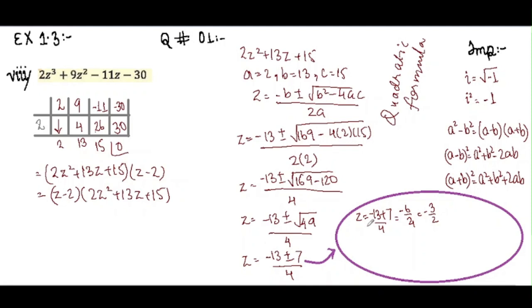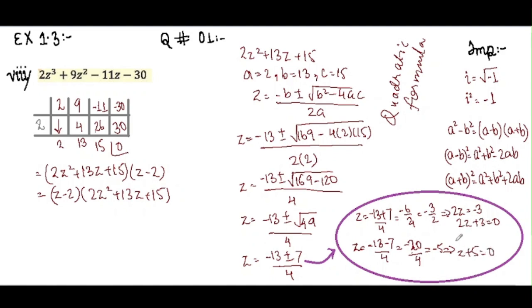So now we are going to bring 2 over here, so we get 2z equals minus 3, so 2z plus 3 equals 0. This is one of the factors. Now the other factor would be with this sign as negative, because here it is written plus minus. So now we are going to use this negative sign. Z equals minus 13 minus 7 whole divided by 4, equals minus 13 minus 7 we get minus 20, minus 20 whole divided by 4, and minus 20 by 4 is minus 5. So z equals minus 5, from which we get z plus 5 equals 0. So z plus 5 is also one of the factors.